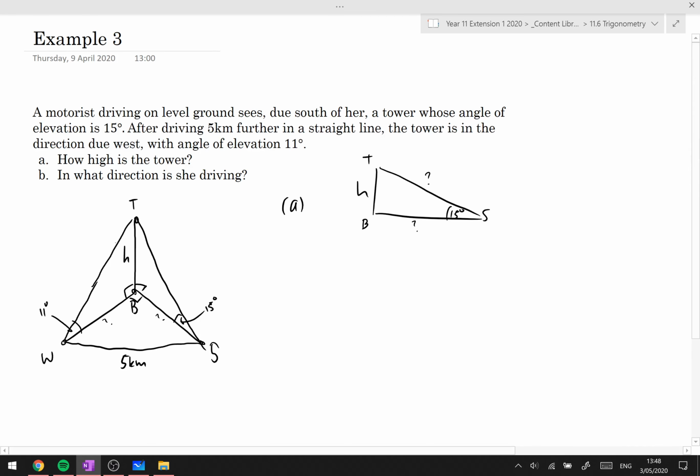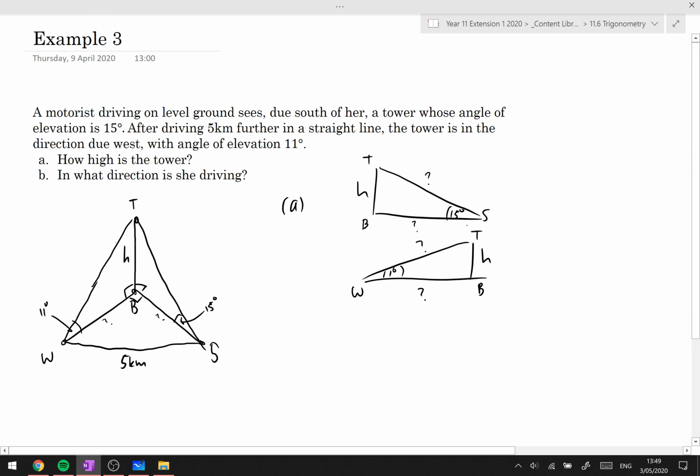Well, let's have a look at the other triangle, the west of the base. I'll draw it in the other direction just so we know that they're different triangles. The base to the west, this one's 11 degrees, from the west to the base to the tower, and we know the height is h. But again, we don't know any of this other information. All we know is that the west and the south are linked by 5 kilometers.